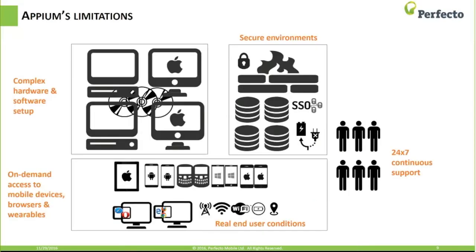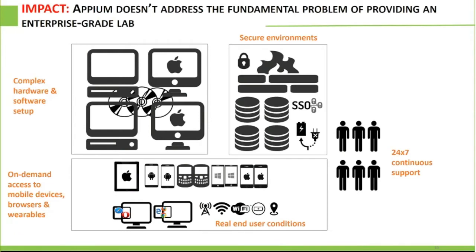So at the very fundamental level, Appium doesn't address the problem of providing the enterprise-grade lab. There is a lot of complexity that's involved in building a lab that consists of web browsers, mobile devices, wearables for a variety of different platforms and operating systems. And Appium, being an automation tool, obviously would not have access to any of these things in and of itself. There are other components that are involved in that foundational lab, right?